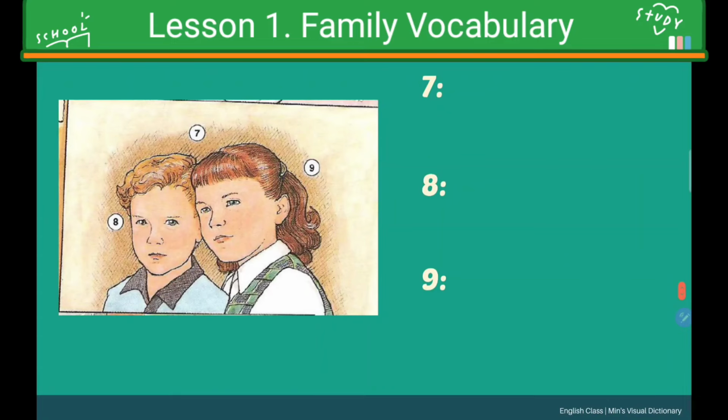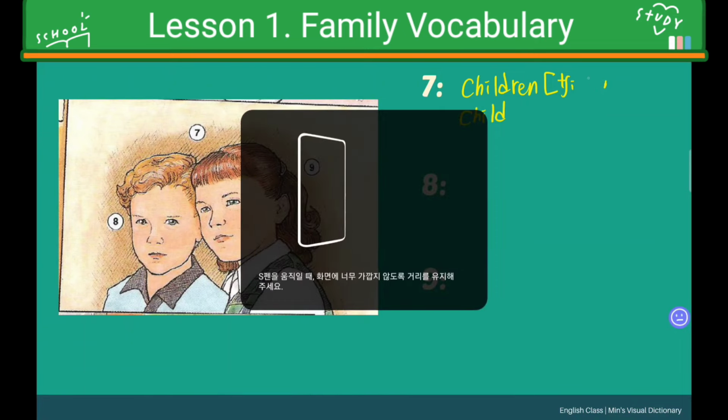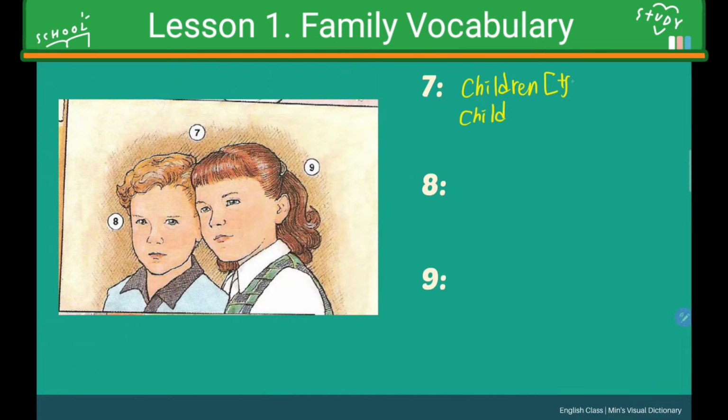Now, number 7, 8, and 9. 7 refers to both of them, and we call them children. Children is the plural form of child. And the pronunciation for this one is children, children, children.